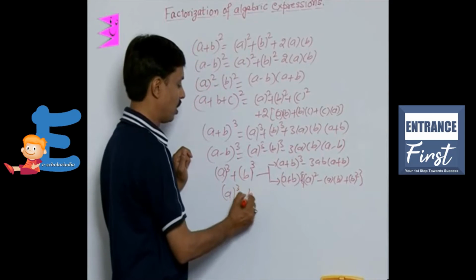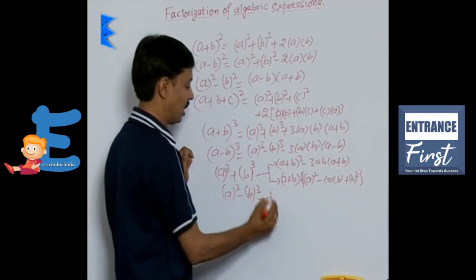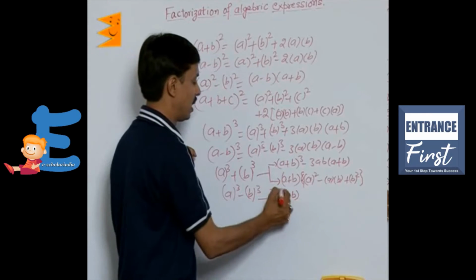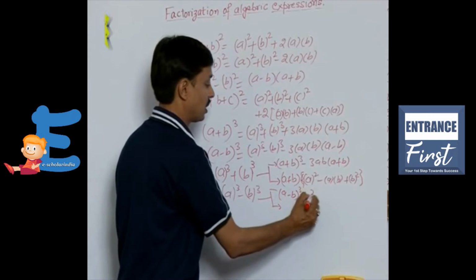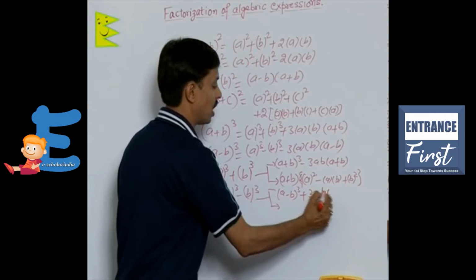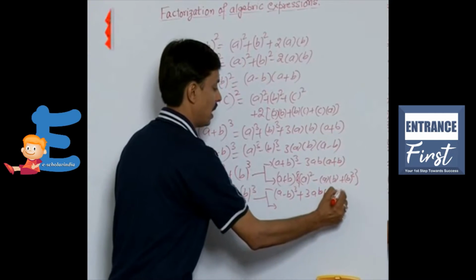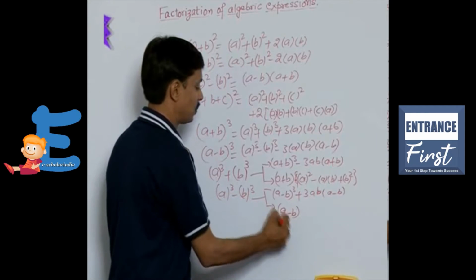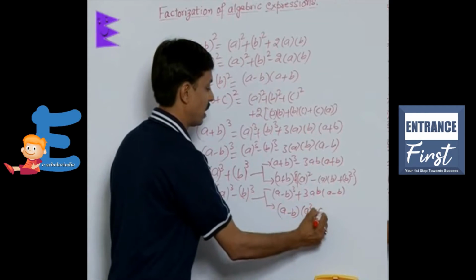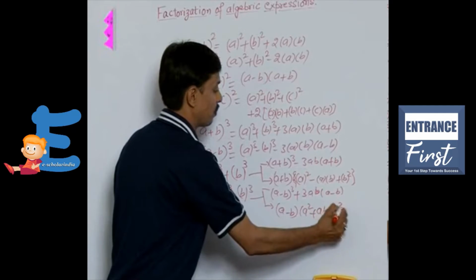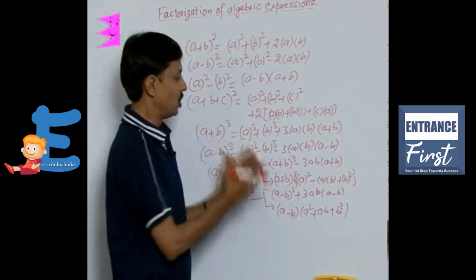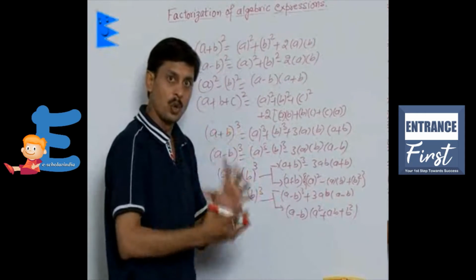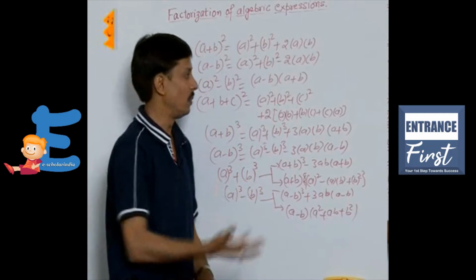Similarly, the identity of a cube minus b cube, in case of find value, is (a - b) whole cube plus 3ab into (a - b). But in case of factorization, it is (a - b) into (a square plus ab plus b square). These are a few basic identities. There are a few more identities which I will tell you.